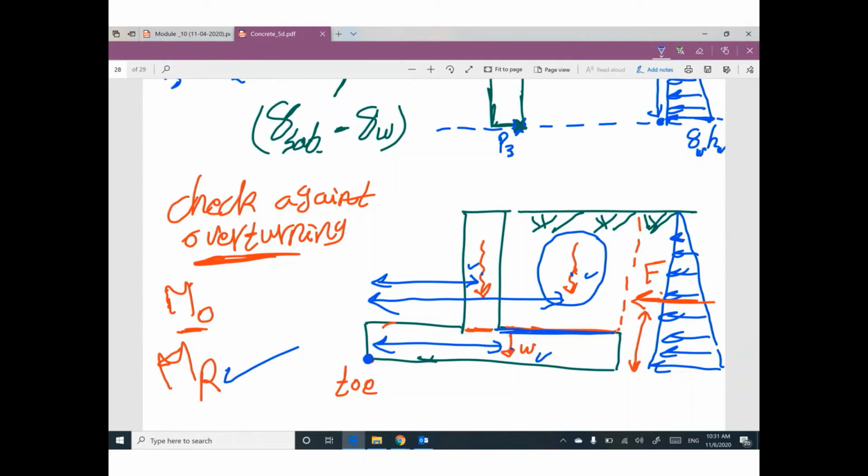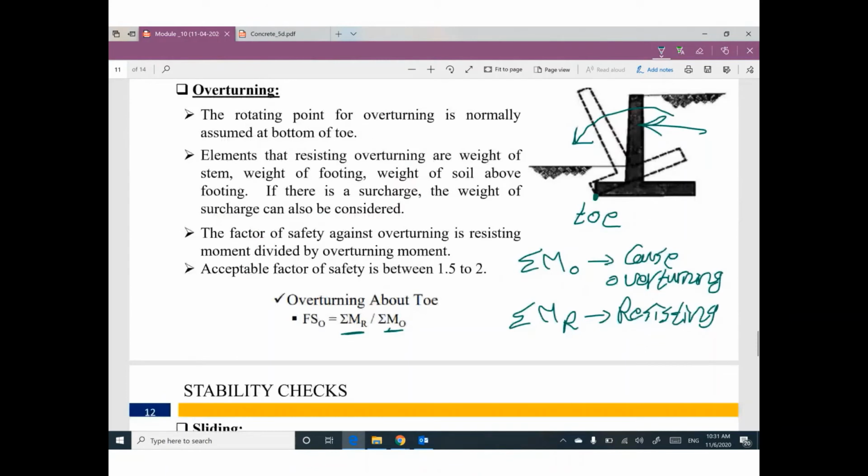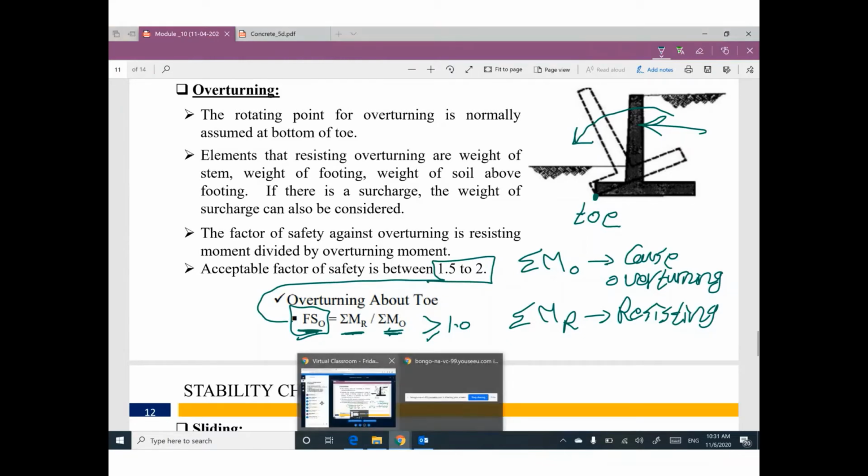If you divide the resisting moment by the overturning moment, I can give you the factor of safety. This factor of safety, to make this retaining wall safe, must be greater than 1. Greater than or equal, it's okay. But for real life, we need this factor of safety to be more safe, not critical. We need this value of factor of safety to be between 1.5 and 2. Does that make sense?